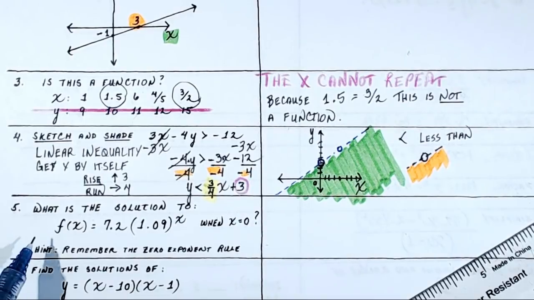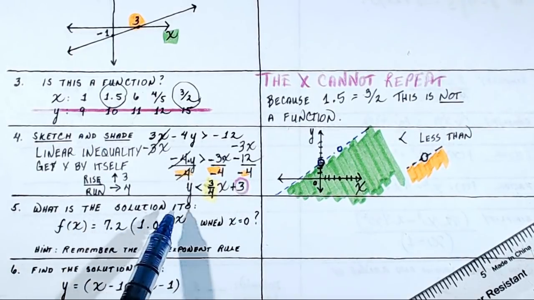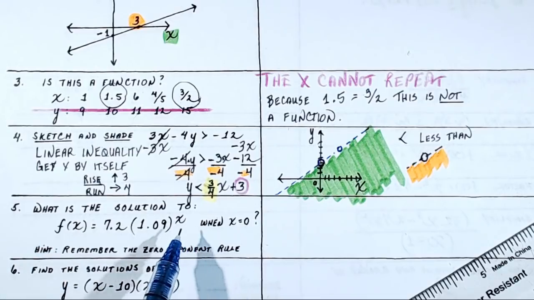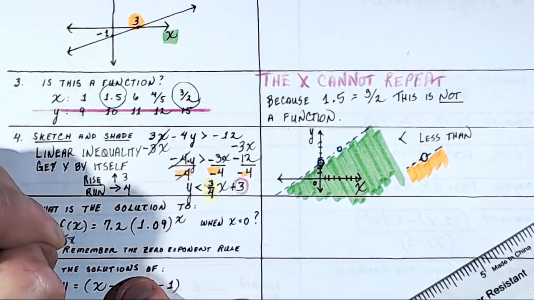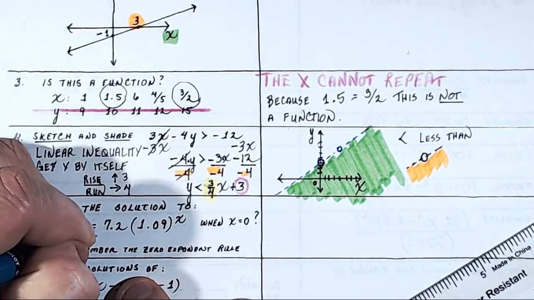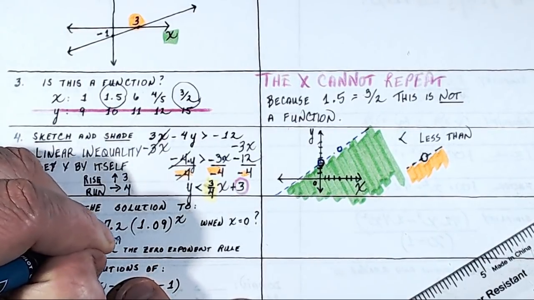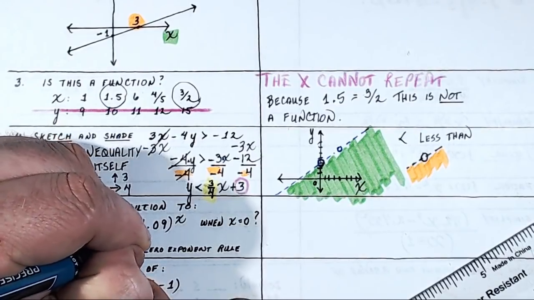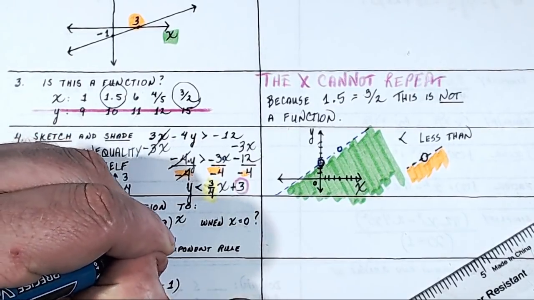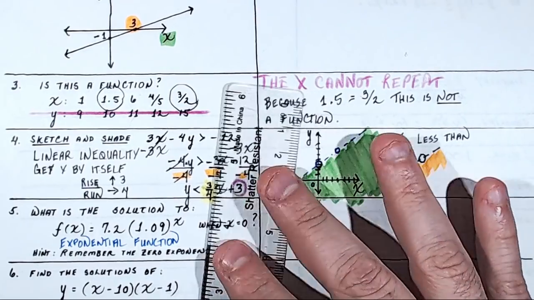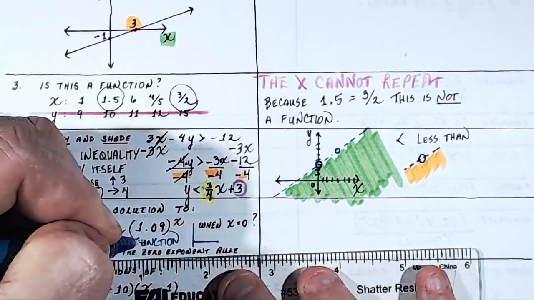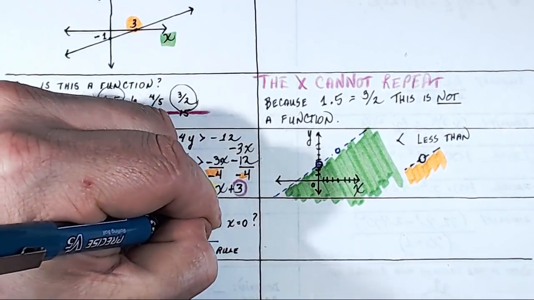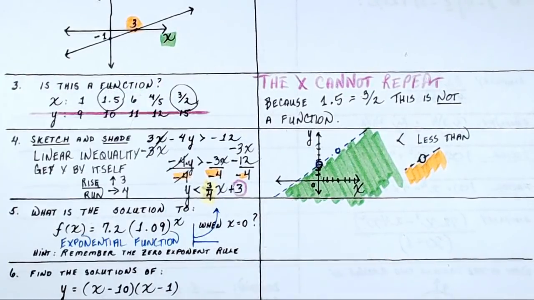Number 5. What is the solution to, and then you're given an exponential function. Okay, this is an exponential function. Those are the functions that look kind of like this, and I'll draw a real small graph here just to show what it does. It starts off low and it goes up like that. That's an exponential function.